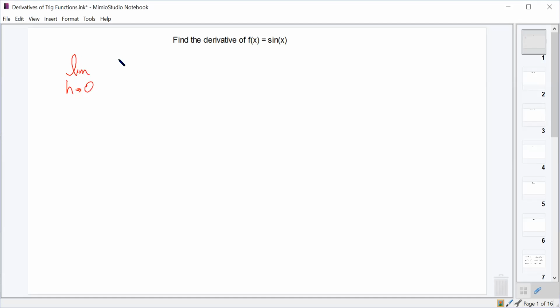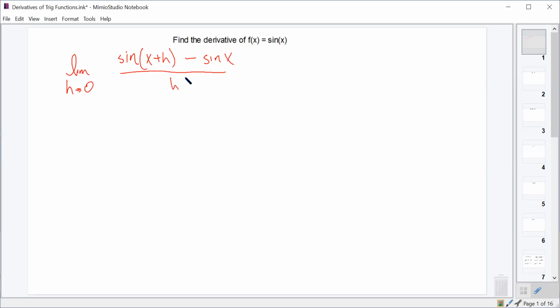So what's f of x plus h? That's the sine of x plus h minus the sine of x, all over h. If we can evaluate this limit and get something out of it, then that should be our derivative, right? Seems like that should be our derivative.